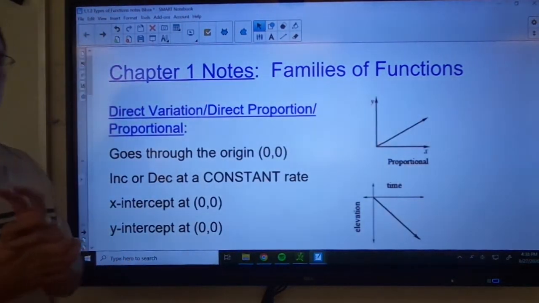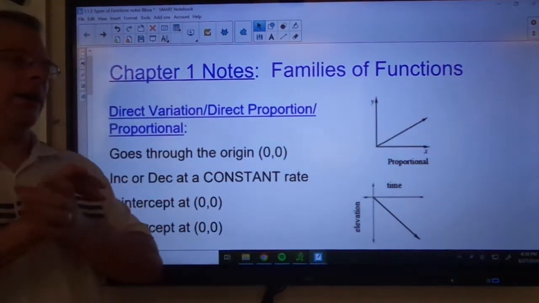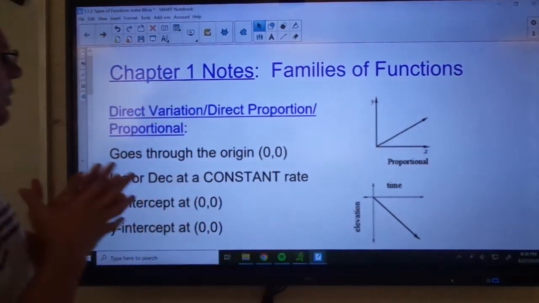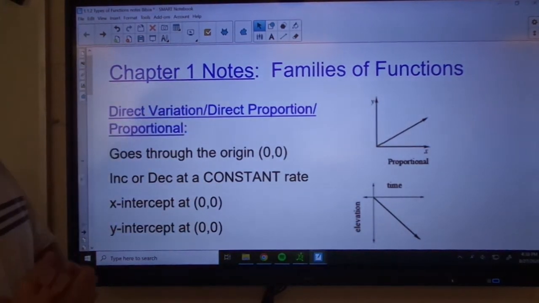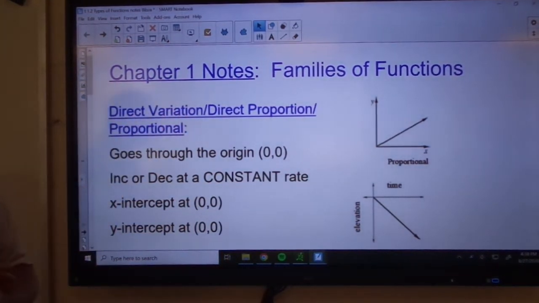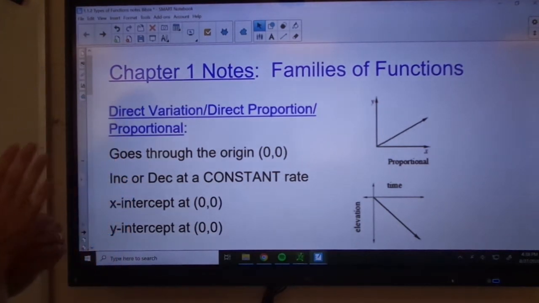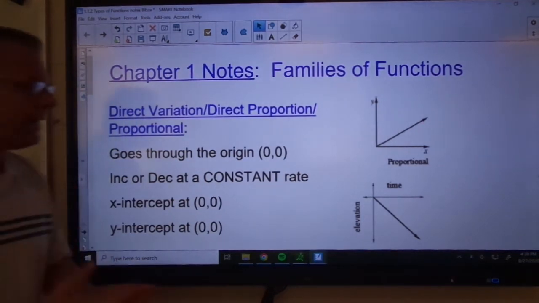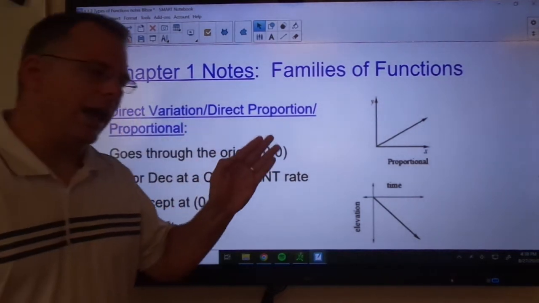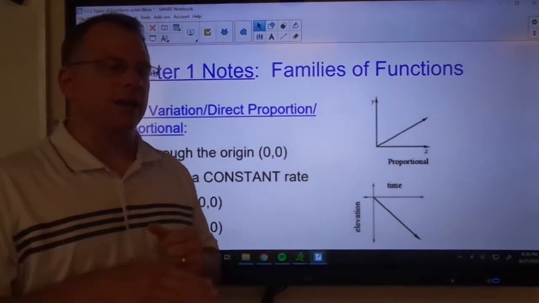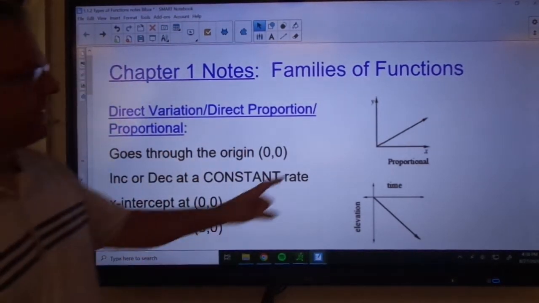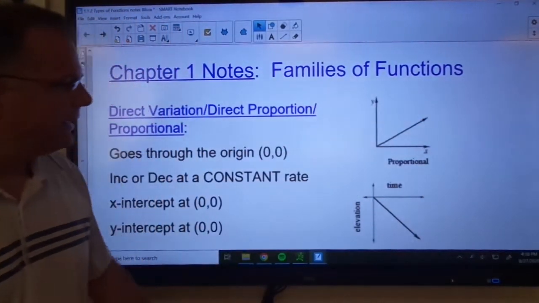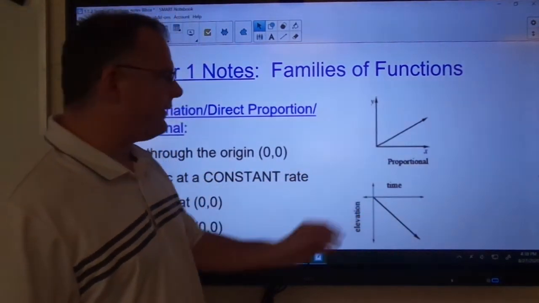Okay, so families of functions, we're just going to look at the big picture, the different kinds of functions that we see. So we're looking at direct variation or directly proportional functions. Ones that go through the origin, which is 0, 0, that's the word we use for the origin. Ones that are directly proportional will either increase at a constant rate or decrease at a constant rate. So something like this is directly proportional because as one goes up, the other goes up, and it's staying the same rate. As one goes down, the other goes down, and it's staying at the same rate.